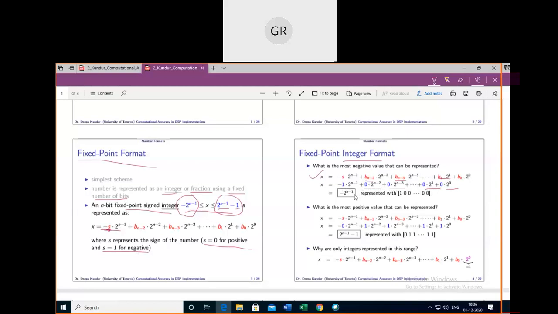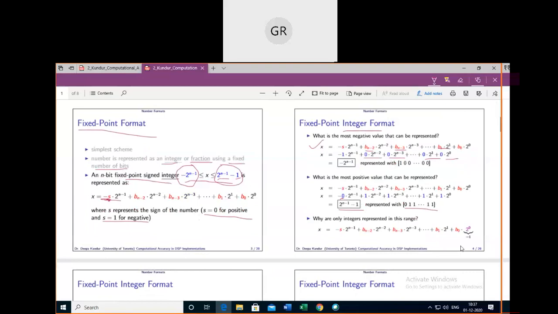How can we determine the most positive value that can be represented by the fixed point integer? A number is positive when the s bit is 0. So I make s equal to 0 and the remaining bits 1. Then the most positive value is 2 raised to n minus 1, minus 1. After simplifying, we get 2 raised to n minus 1, minus 1. This can be represented as 0, 1, 1, 1, and so on.